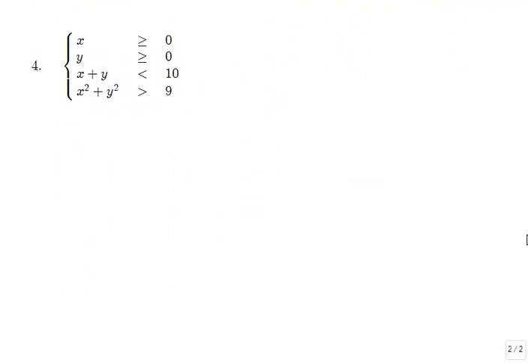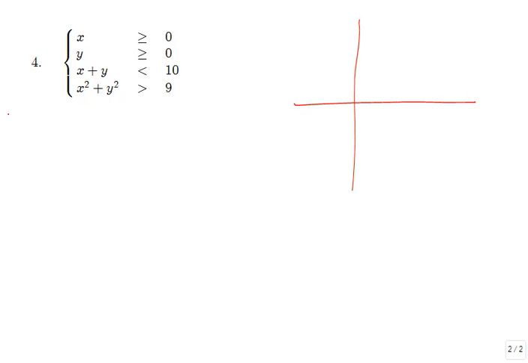Okay, so let's try another one. It looks a little bit more complicated, but it's not too bad really. We have 4 inequalities this time. Let's start with the first one. It's simpler than it looks because it's just x. x greater than or equal to 0.